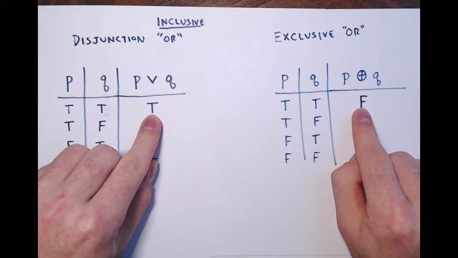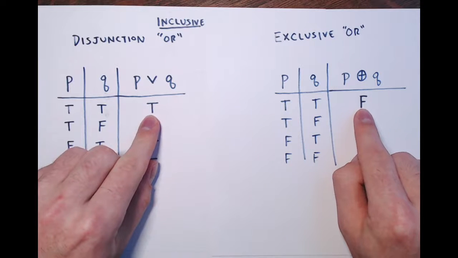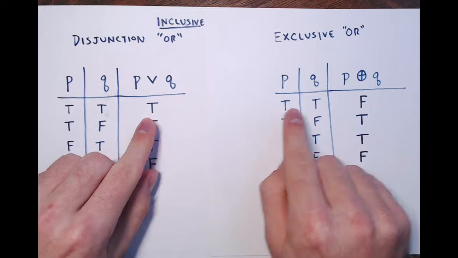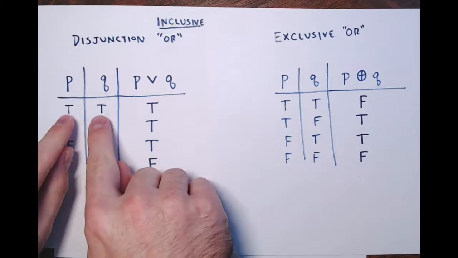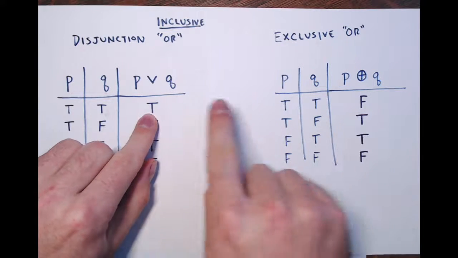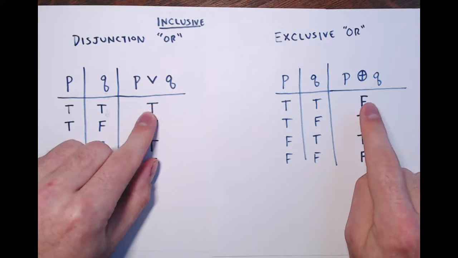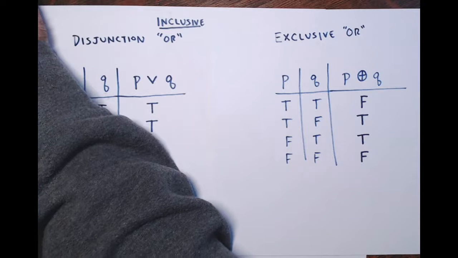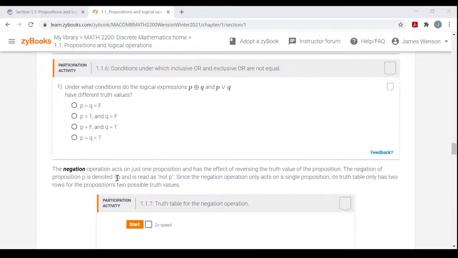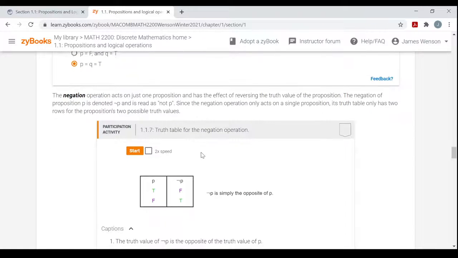It's in the first scenario that they're different, in the first row, and that's when both P and Q are true. When both P and Q are true, this P or Q has a different truth value than this P or Q, inclusive OR versus exclusive OR. So when both P and Q are true, they have different truth values. All right. Then we have another animation.